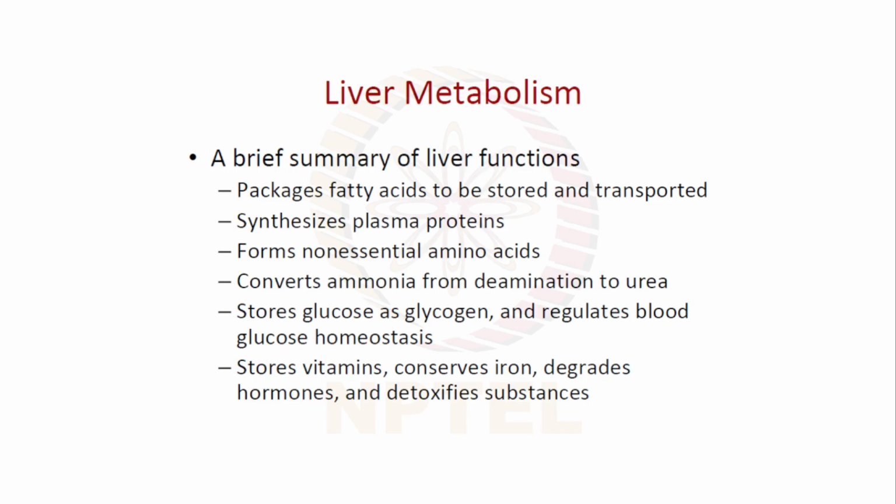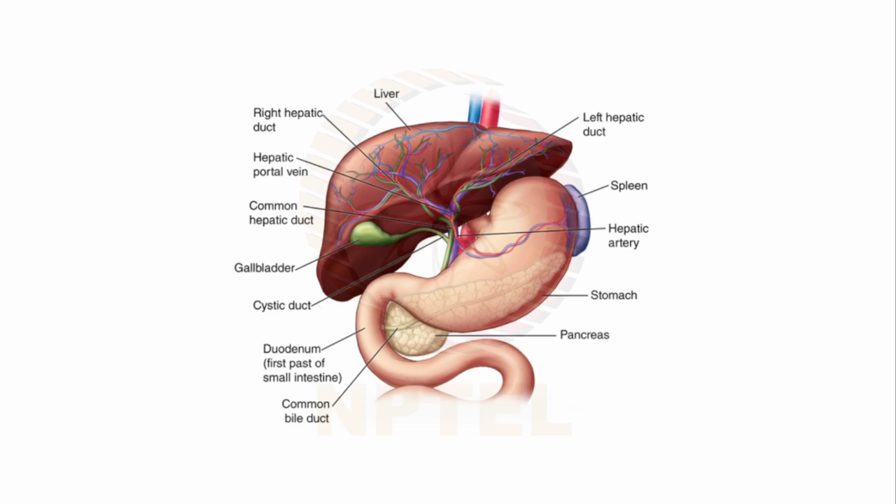Next thing is the liver metabolism. A brief summary of liver functions: it helps in the packaging of fatty acids to be stored and transported. It synthesizes the plasma proteins. It forms the non-essential amino acids which are required for further functions. It converts the ammonia from deamination to urea, basically the detoxification part. Stores glucose as glycogen and regulates blood glucose homeostasis. Stores vitamins, conserves ions, degrades hormones, and detoxifies substances. So it is the largest gland in the body and also a very important gland for the body.